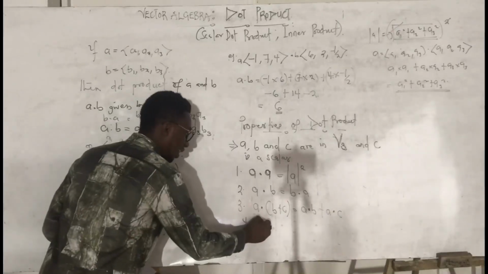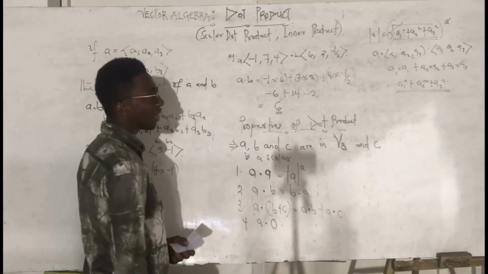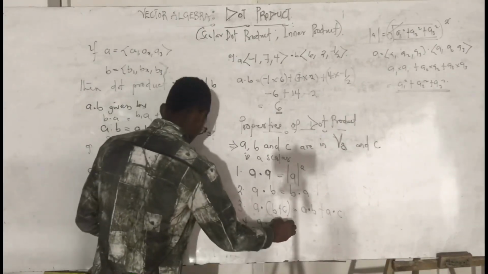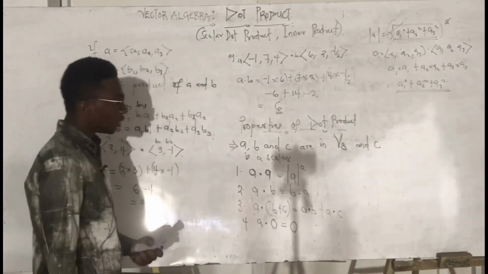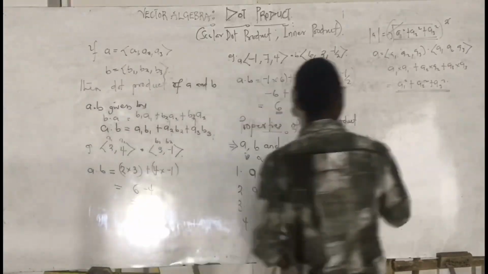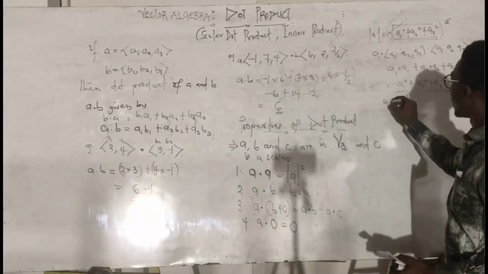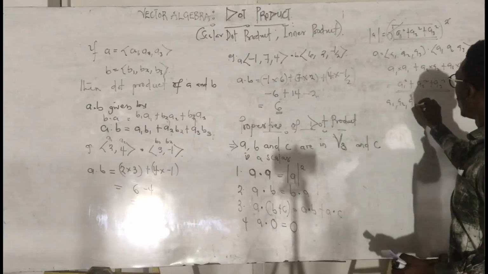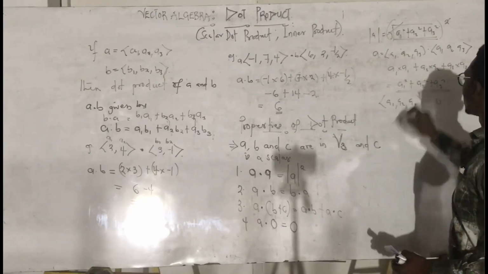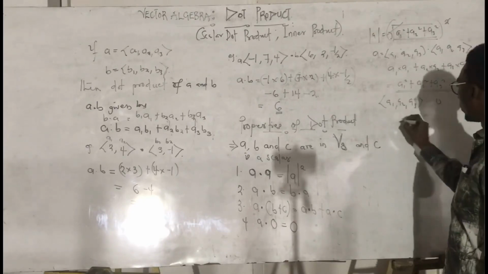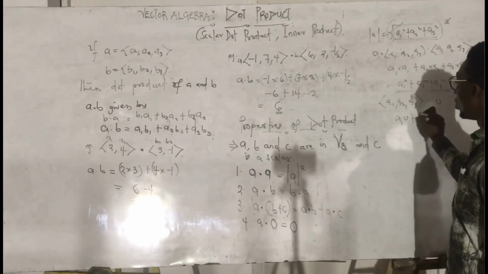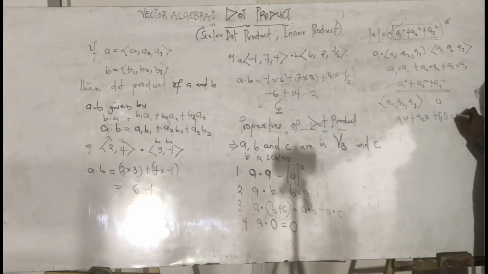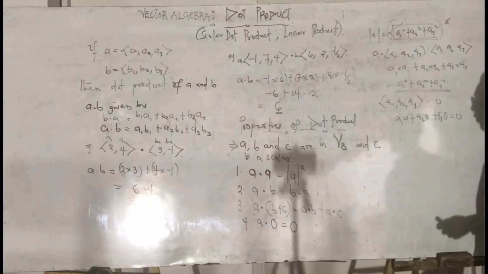Fourth: if you have a vector in a dot product with 0, any vector that multiplies the scalar or number 0, it is equal to what? It is 0. So if you have vector A as A1, A2, A3, and this dot product is with 0, it will give you 0, because I have A1 times 0 plus A2 times 0 plus A3 times 0, which is equal to what? 0. All right.